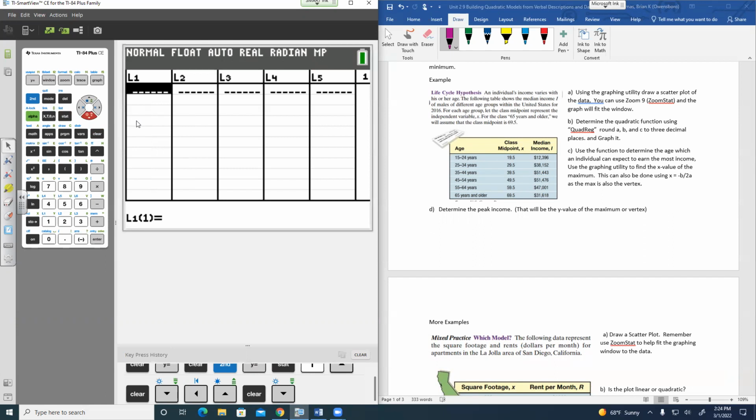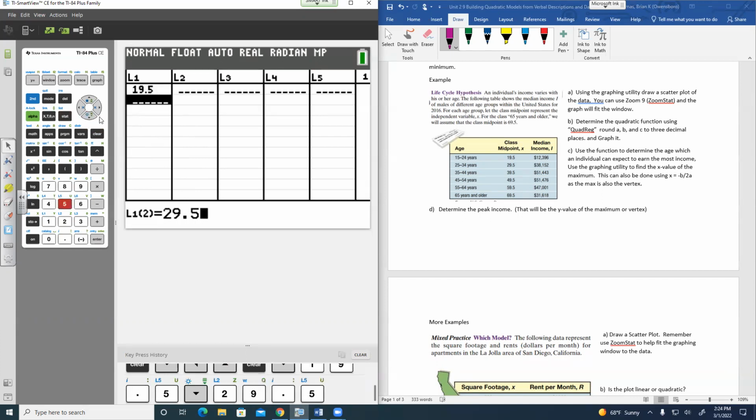So the x's are the class midpoints. Between 12 and 24, they're using 19.5 to represent that category, 19.5. And then we have 29.5. And then we have 39.5. And we have 49.5. And we have 59.5. And we have 69.5. All right, so the x's are entered.